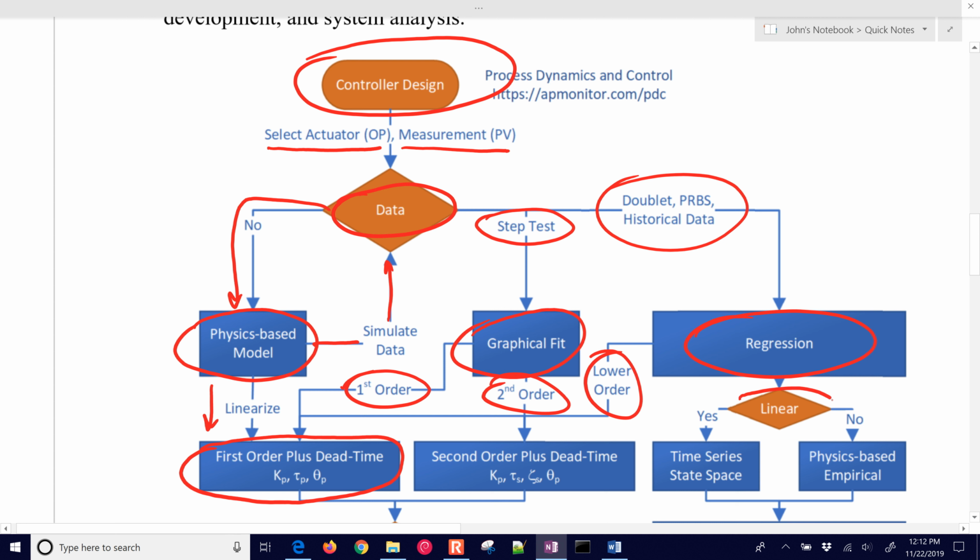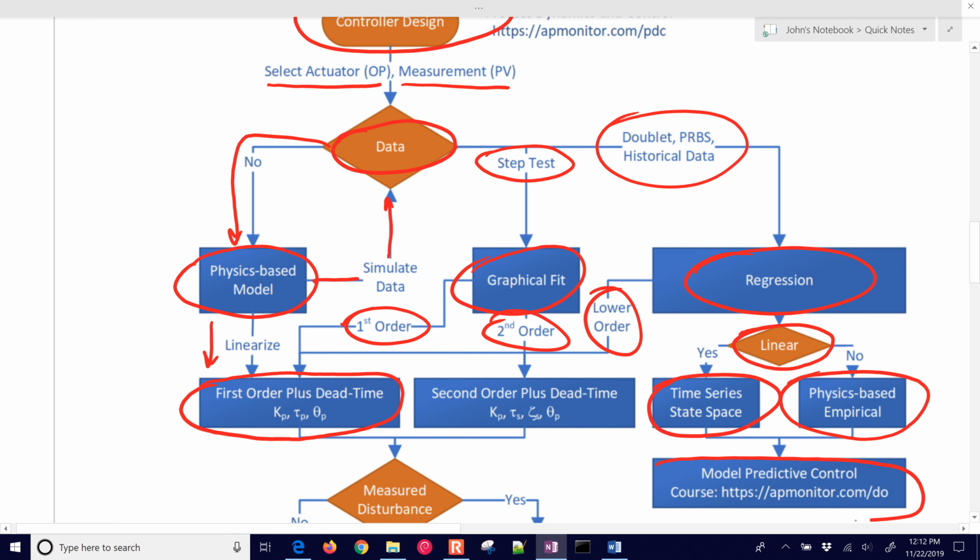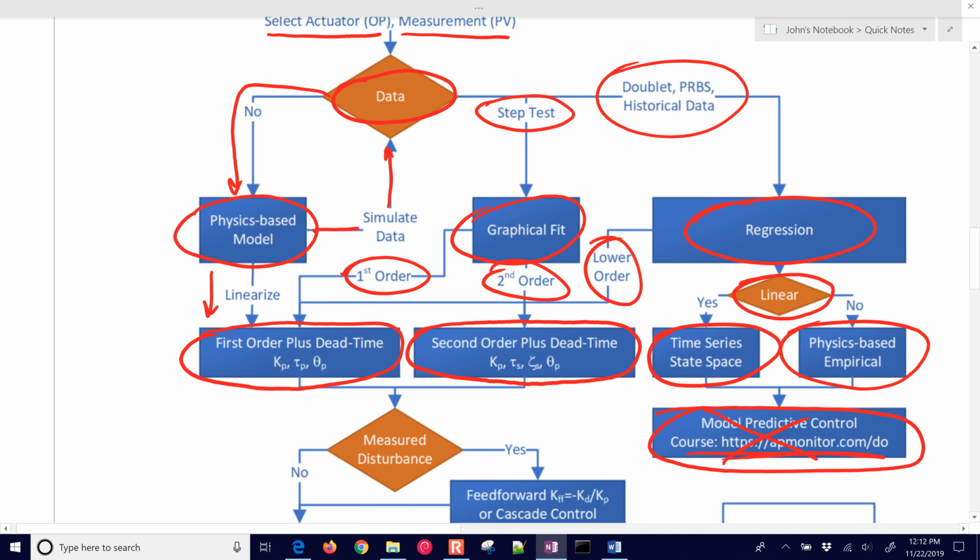We can also go on to decide if it's a linear model, and if it is, then we can use time series or state space, and if it's not, then we can use a physics-based empirical model, and that leads us to model predictive control. But we're not going to do that here. That's going to be the topic of a different course. So we're going to go mostly with single input, single output systems that are linear, and another example of a linear system besides the first order plus dead time is the second order plus dead time or higher order models. Okay, so this is in the modeling section.